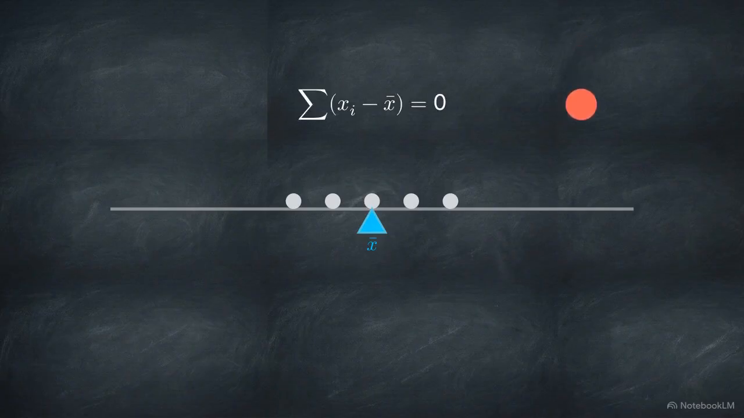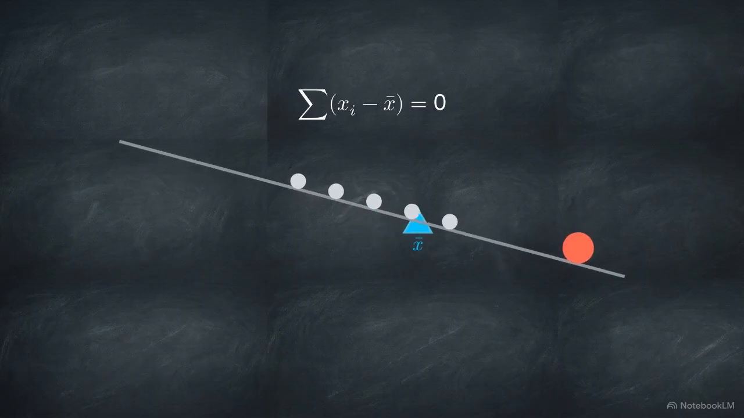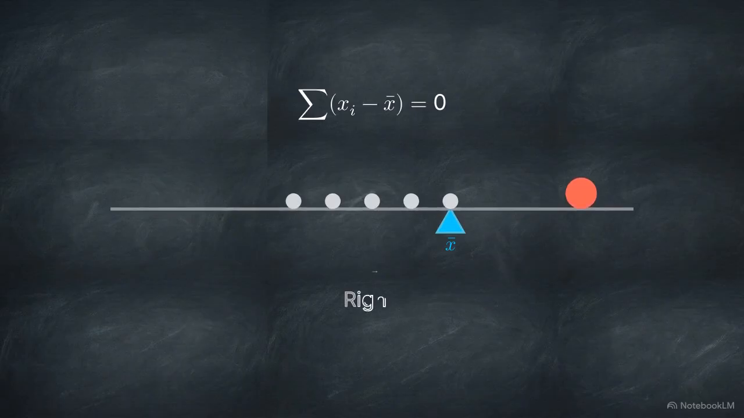If a massive extreme outlier enters the dataset, the balance breaks. To maintain its zero-sum equation, the mean must shift toward the outlier. In a right-skewed distribution, this movement pulls the average away from the center of the data's density, distorting the calculation.